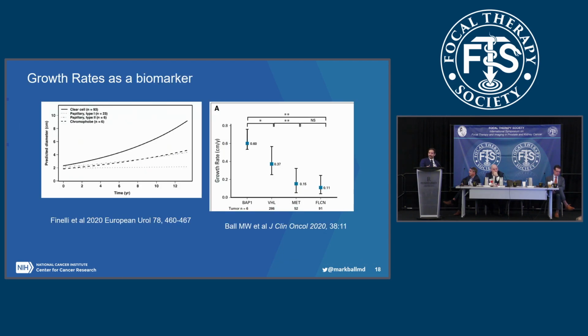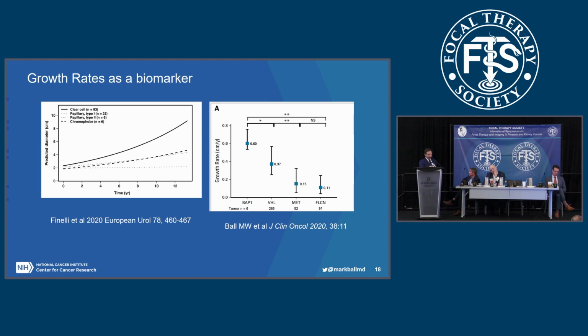What's more is that for patients who have a period of active surveillance, we actually have access to the best biomarker we have for kidney cancer outside of tissue, and that is growth rates. So here are two studies that were published almost simultaneously, one from Tony Finelli and the group at Princess Margaret looking at growth rates for various RCC histologies.